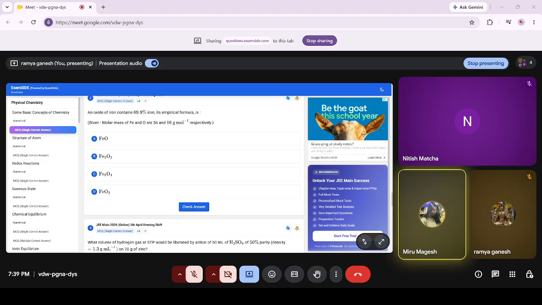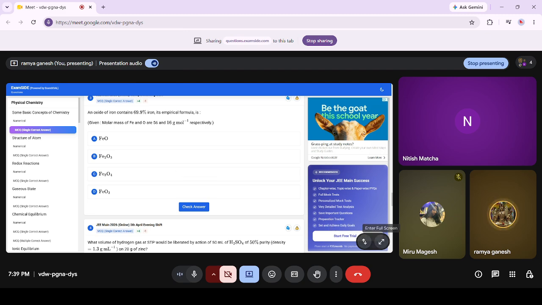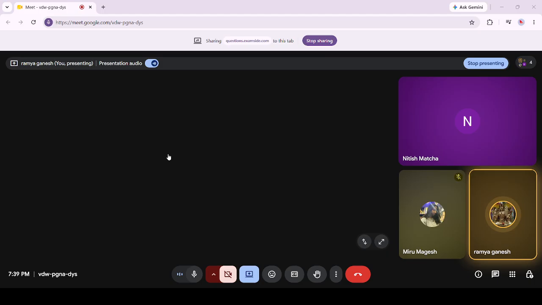Ma'am, is it B? Okay, let's check whether it's B or C. B is the right answer. Why did you say C? How did you do that? Tell me. They have provided you percentage, so I can understand it is mass percentage, correct? So out of 100 grams, 69.9 gram is iron. What about oxygen then? The remaining 30.1, ma'am.